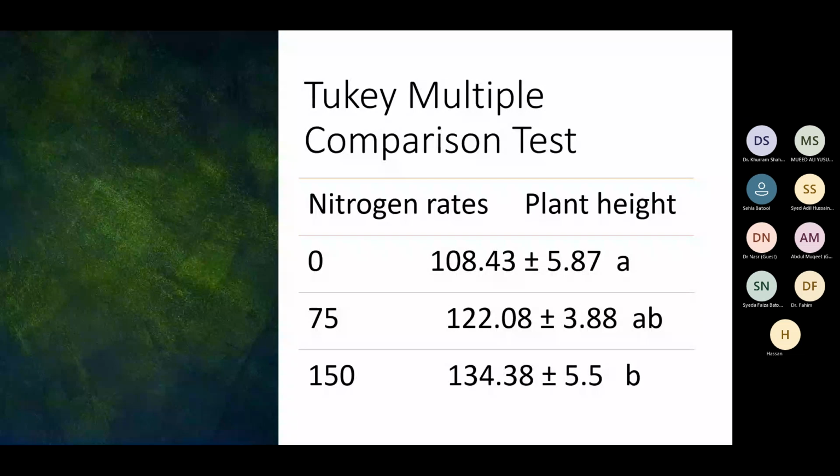75, 150, 0. Can anybody draw a conclusion about which one is the best, on the top position, and can be recommended to the farmers? He used 150 nitrogen rates to get higher plant height. So can anybody tell me which nitrogen rate I should recommend to farmers? Can anybody tell me?